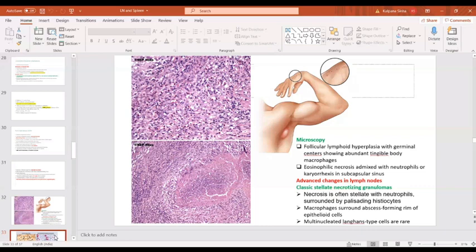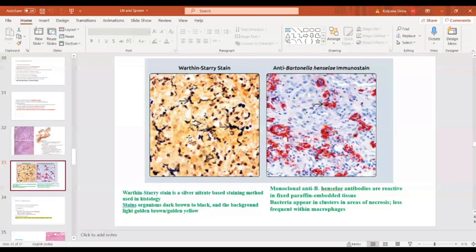And we use Warthin-Starry stain. This is a silver stain. These are the bacilli which are evident with the help of this stain. And we could also use IHC antibody. You can see there are clusters of these Henselae organisms in the histiocytes.